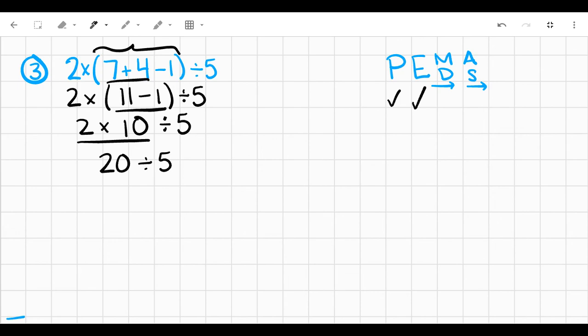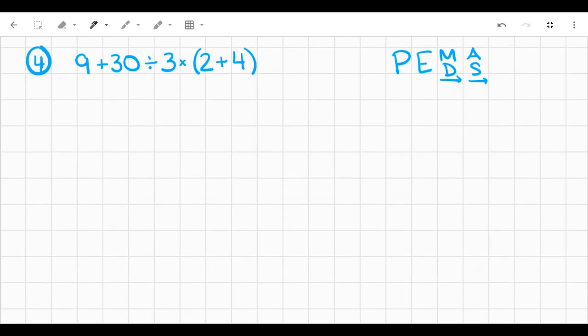And the only thing left is 20 divided by 5, so 20 divided by 5 equals 4. So this expression simplified would equal 4 if we follow our order of operations. All right, one more let's look at. We have 9 plus 30 divided by 3 times the quantity of 2 plus 4.